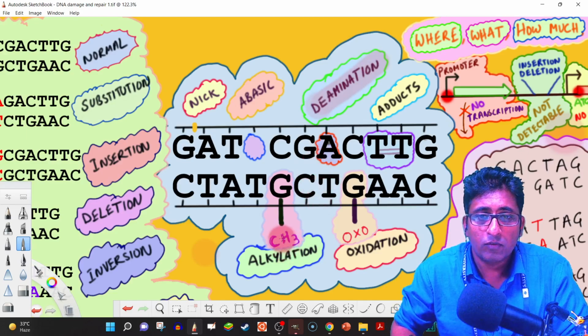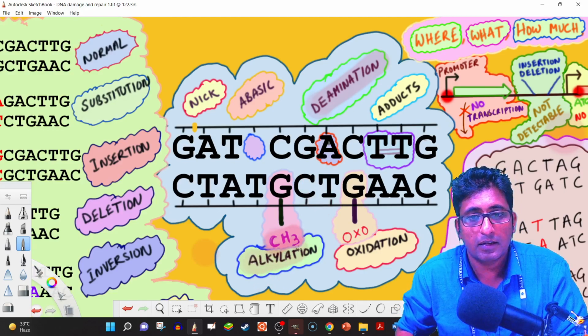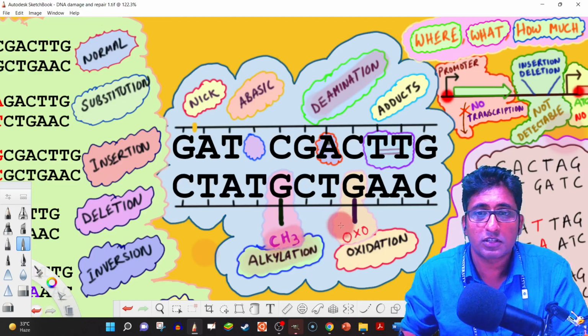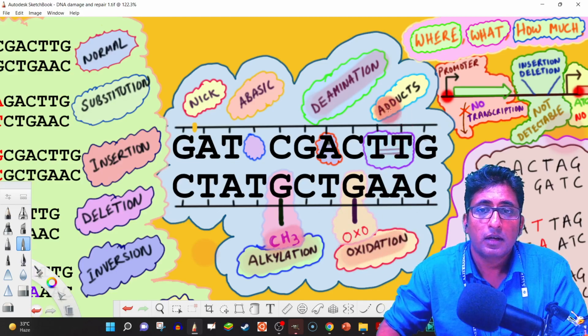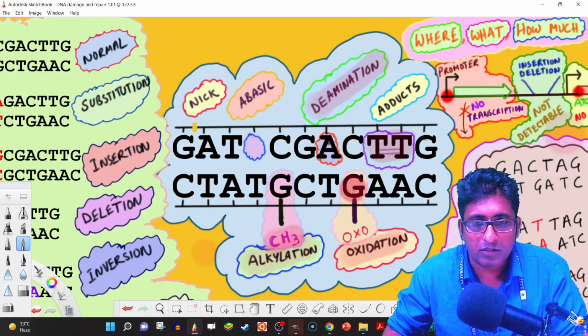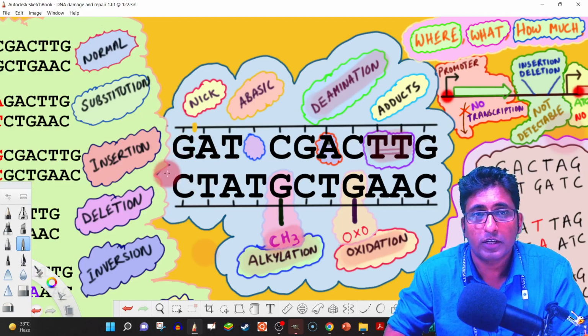And in some we may have addition of ethyl or methyl groups. Those are called alkylation. And sometimes some of the functional groups of nitrogenous bases could be oxidized, that is oxidation. And because of radiation, sometimes you may have adducts formed, something similar to thymine dimers. So these damages contribute to the mutations or changes in the sequence itself.